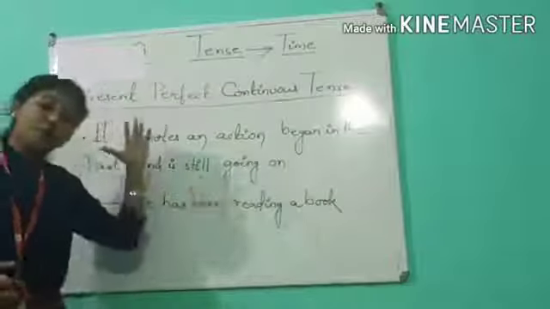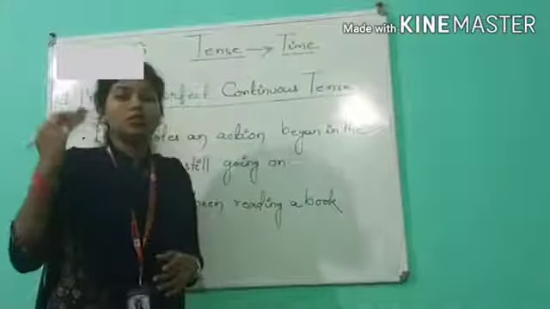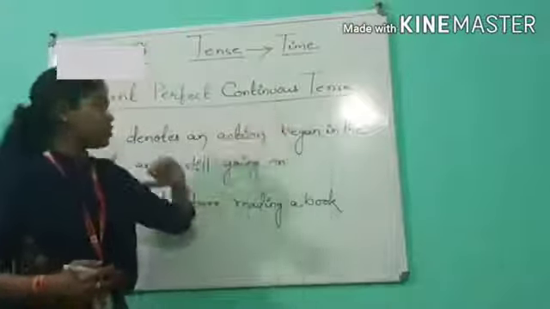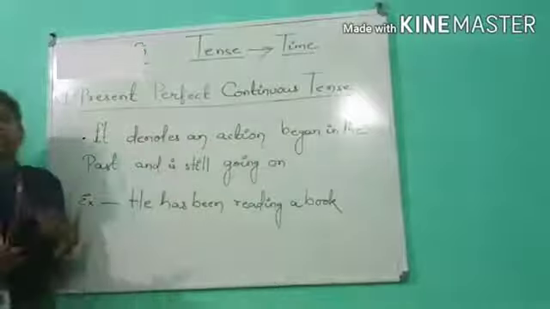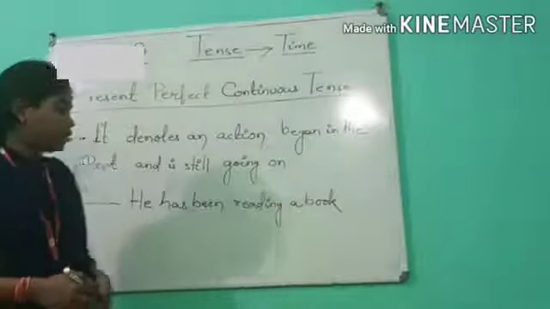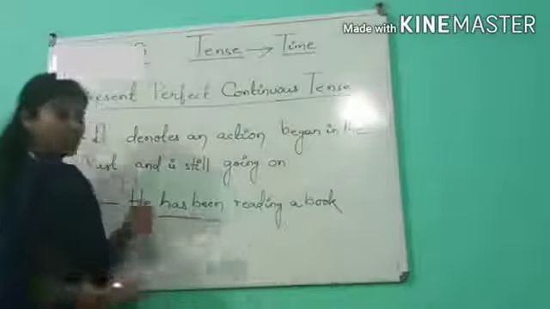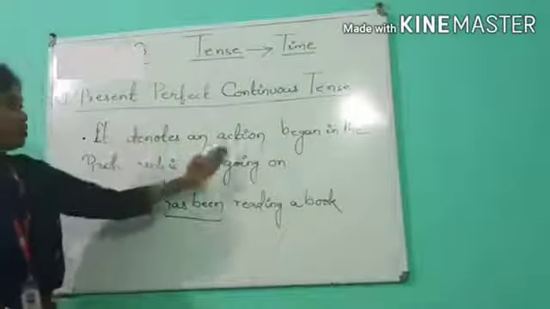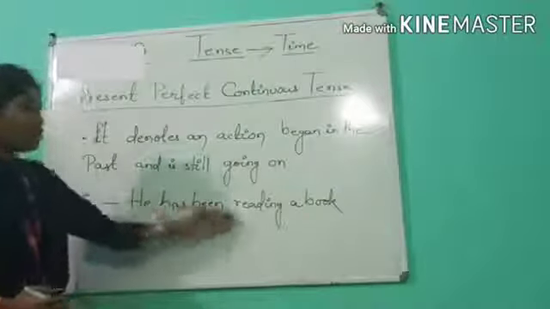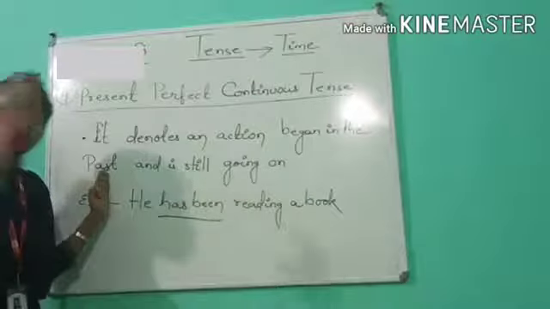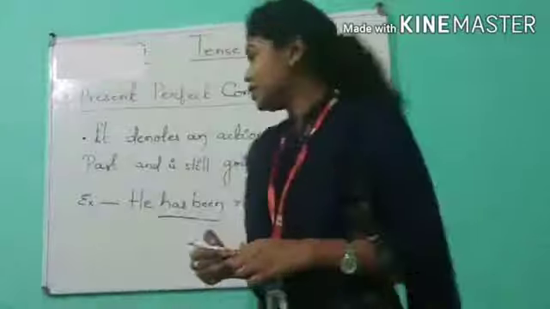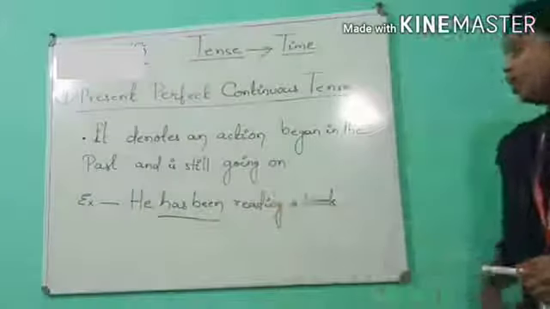Right? So it began in the past and it is still in the process. That is the reason it is called perfect continuous tense. Now you can see the example, you will be more clear after looking at the example: he has been reading a book. That means the action is going on from the past and it's still going on. So he has been reading a book. That means the action began in the past but still it is in the process. That is the reason the example says he has been reading a book.